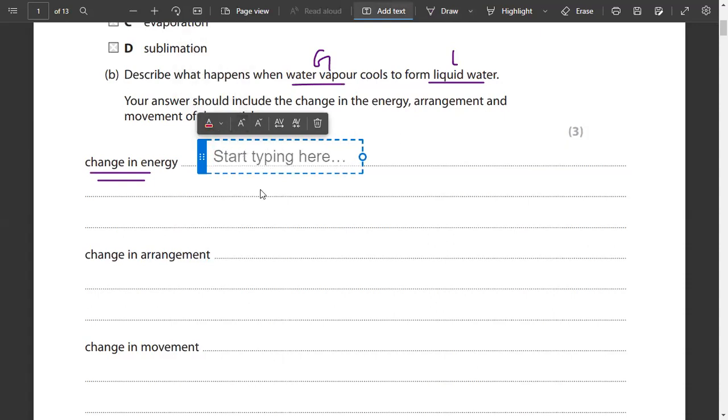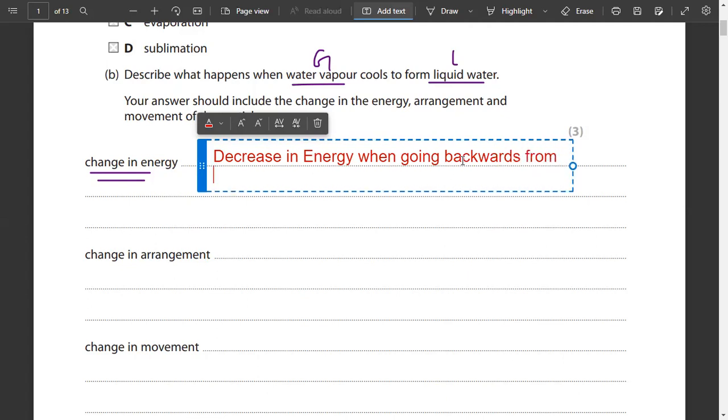Okay, तो हम आंसर कुछ इस तरह लिखेंगे that first of all whenever remember जब हम solid से liquid जा रहे होते हैं और liquid to gas जा रहे होते हैं, there is always an increase in energy. But when we're going backward from gas to liquid and liquid to solid, जब हम backwards जा रहे होते हैं, there is always a decrease in energy when going backwards. आप यहाँ लिखिए when going backwards from gas to liquid and liquid to solid.